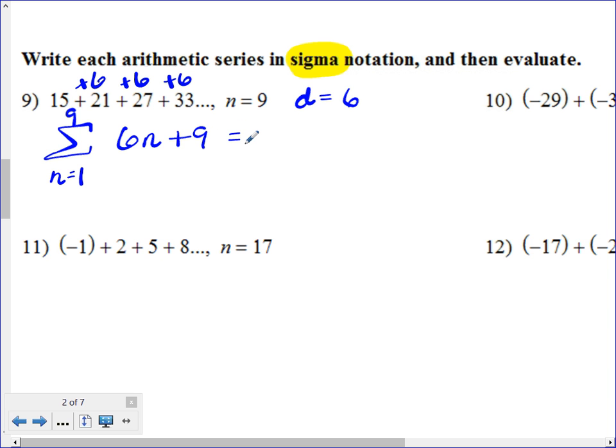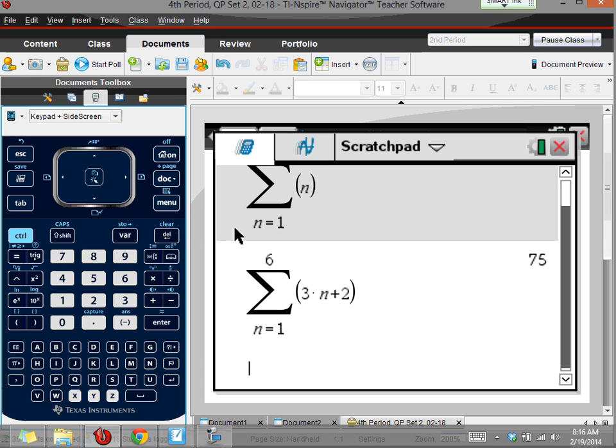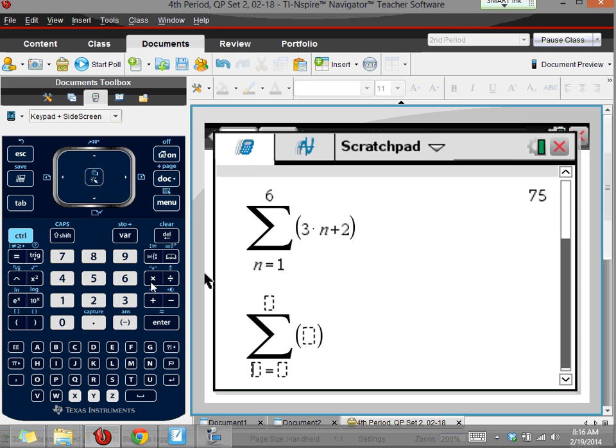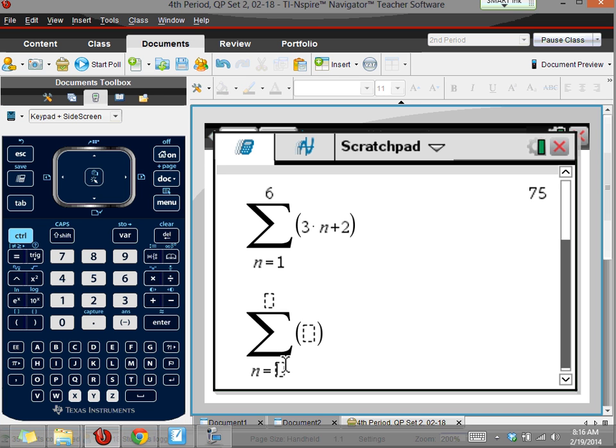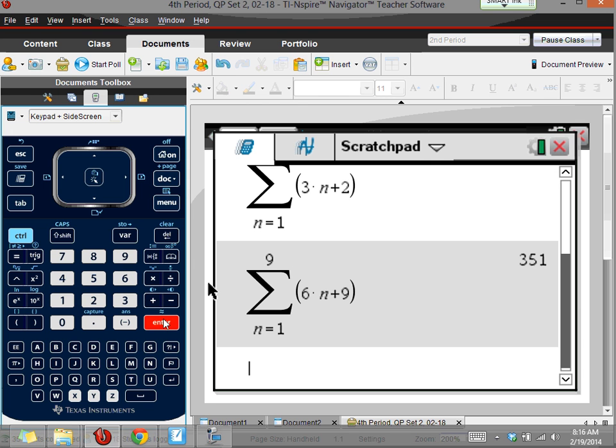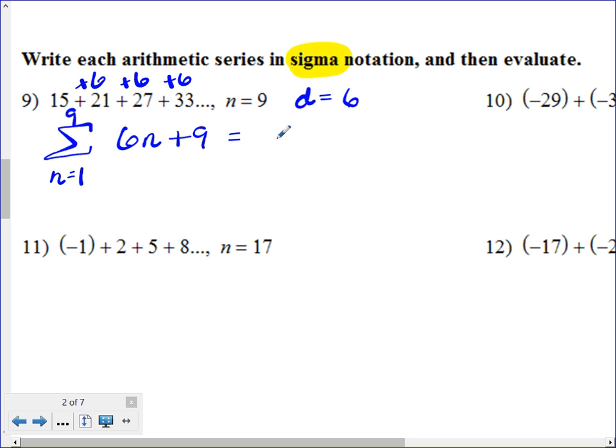You can type that into your calculator. You can use your tab button to cycle through these empty boxes, by the way. When you box this, I want you to box your whole answer.